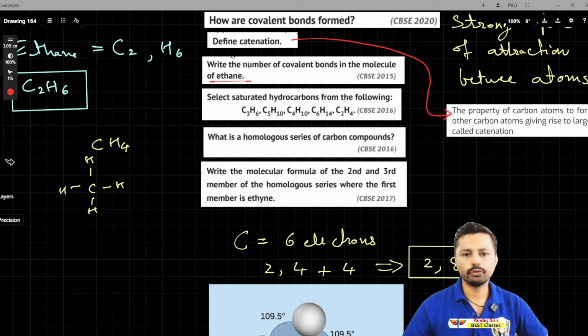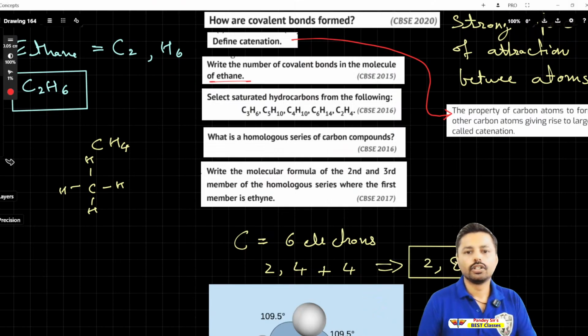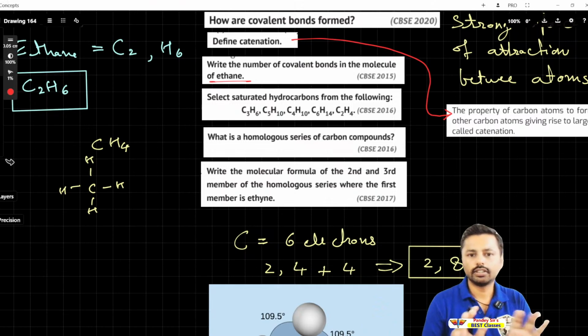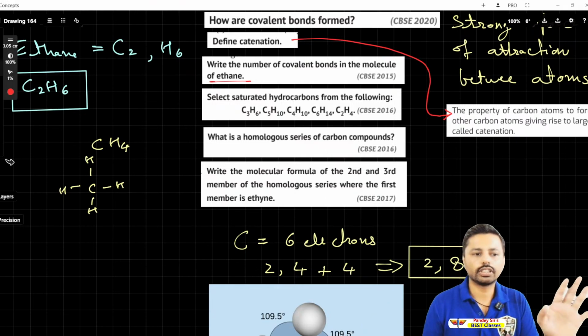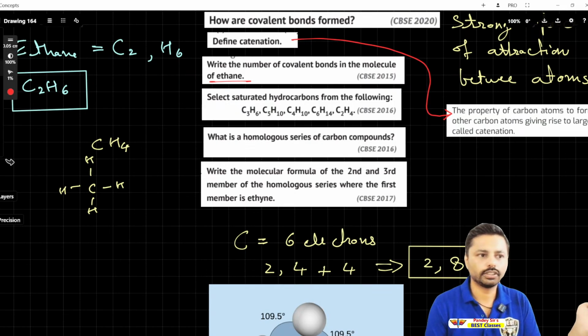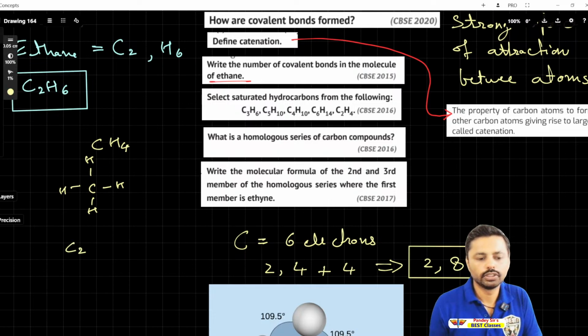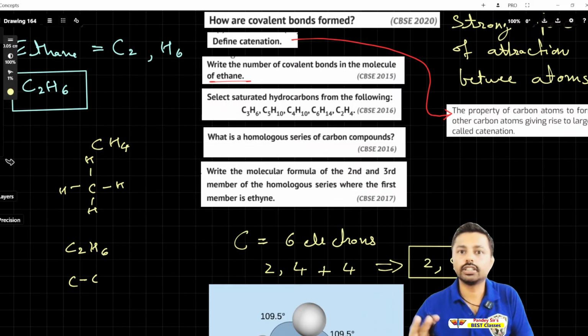Okay, I'll give a clue. As I said earlier, a saturated compound is one where all the carbons are joined by single bonds, like a carbon-carbon single bond. One more example I'll give, C2H6. There is no double bond between the carbons, there is only a carbon-carbon single bond, and that is what is saturated.